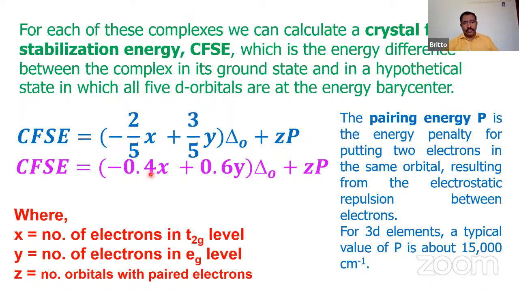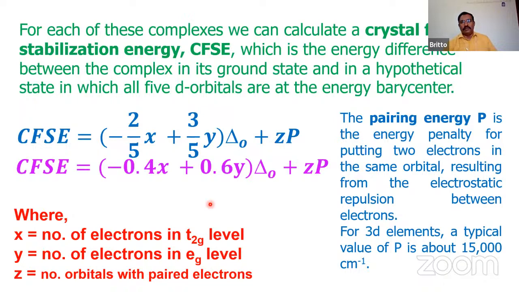Okay, so the same thing we can write first as a fraction and then as a decimal number. Sometimes the question will give a fraction, or sometimes the decimal value. I would recommend we always calculate as a fraction and then convert it into a decimal. Sometimes you can directly use the decimal: 2/5 is 0.4, so minus 0.4x, plus 3/5 which is 0.6, so plus 0.6y, multiplied by Δo, plus zP.